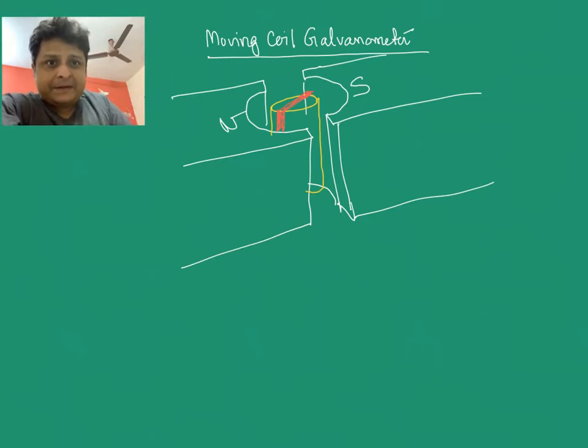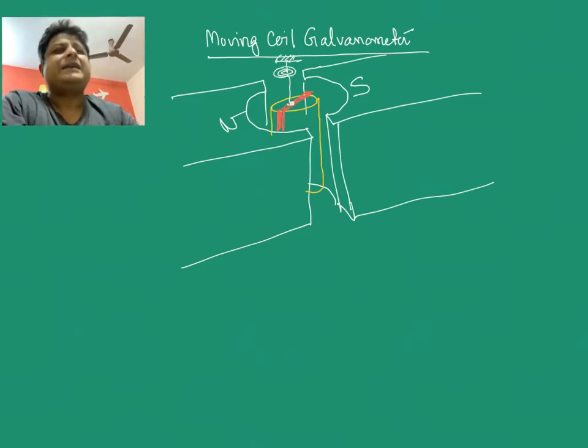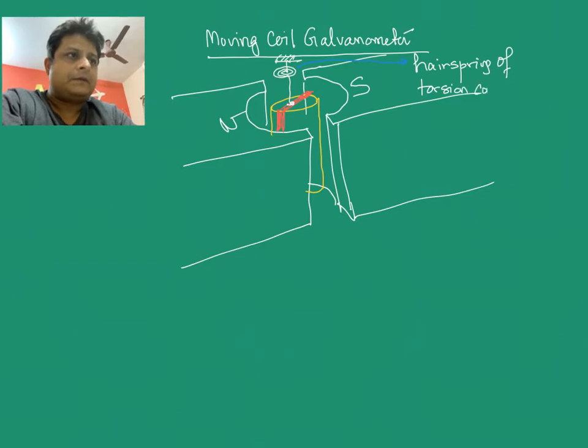And this soft iron core is hanging from a ceiling. Now this is a hairspring. It is hanging through a hairspring. So this little thing is known as the hairspring. As you can see, this one. Hairspring of torsion constant K.